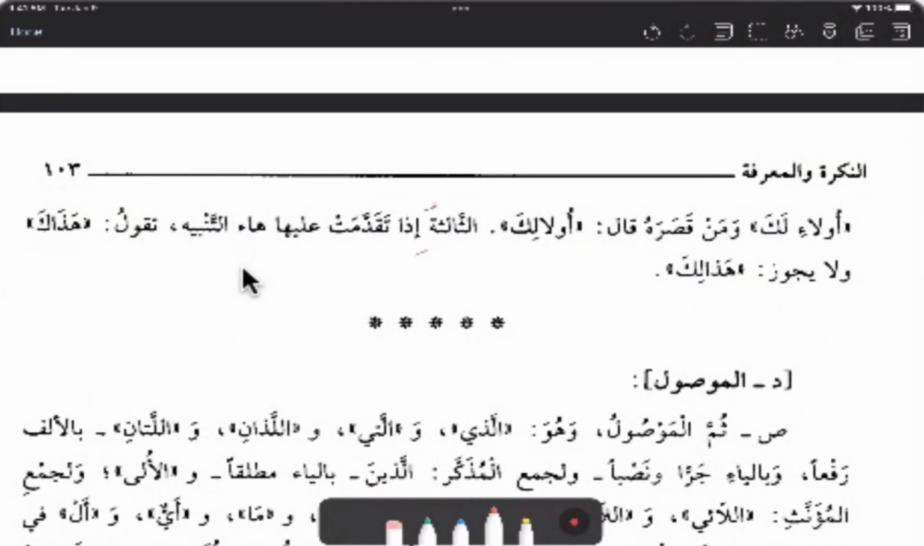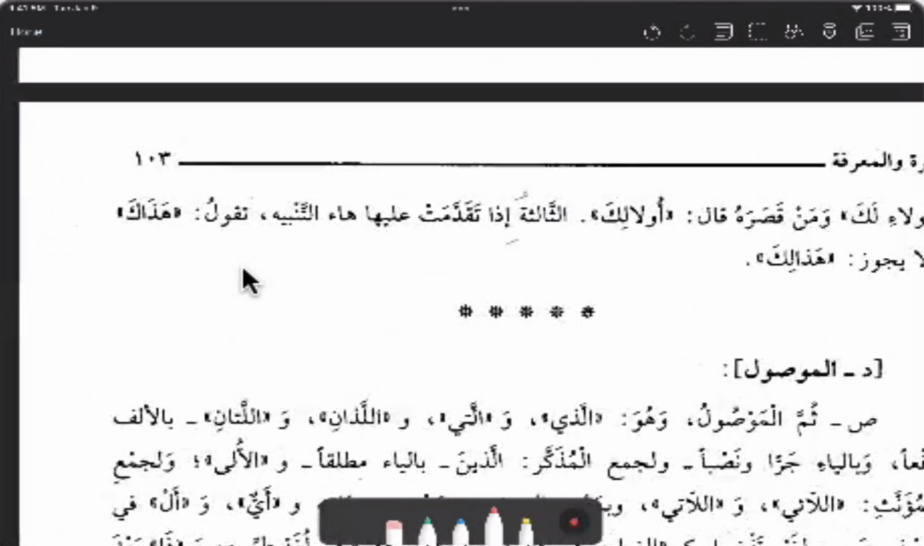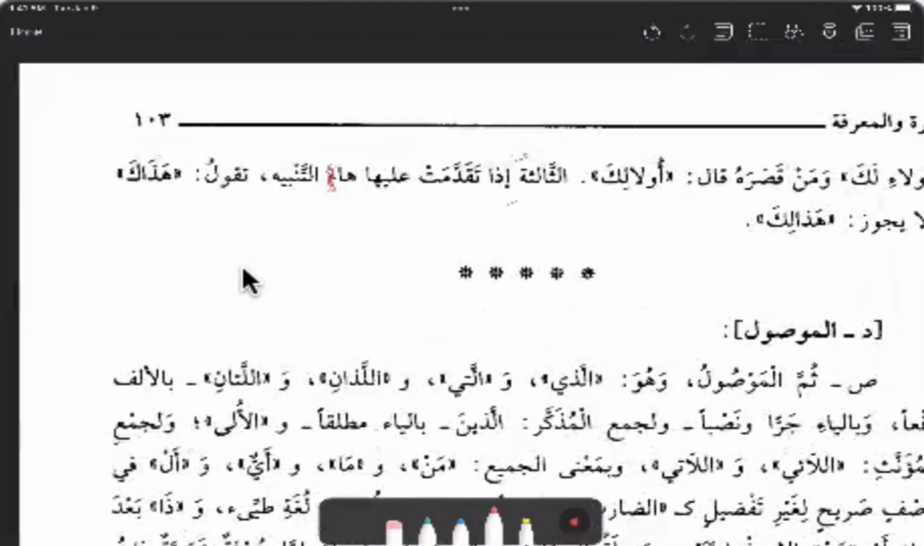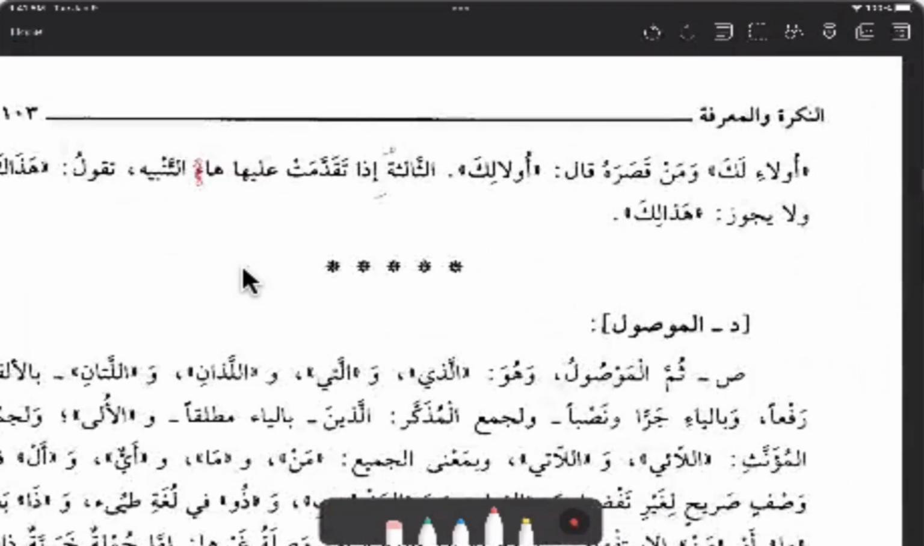الثالثة إذا تقدمت عليها التنبيه. The third case is if the ha of alert or notice is prefixed. تقول هذاك ولا يجوز هذلك. So you could say هذاك. You have the ha and you have the kaf, but you can't put the lam. So you don't say هذلك.